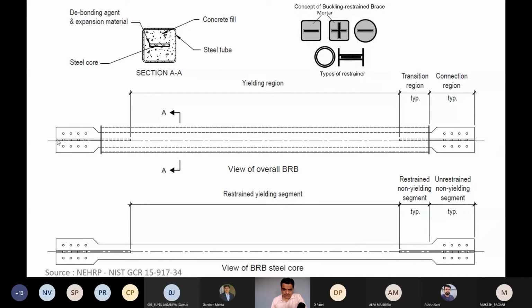We will see in subsequent slides a few photographs of how this connection is very important, because this portion is relatively rigid, and there is a possibility of rotation of the member at this point if it is not detailed adequately. Okay.